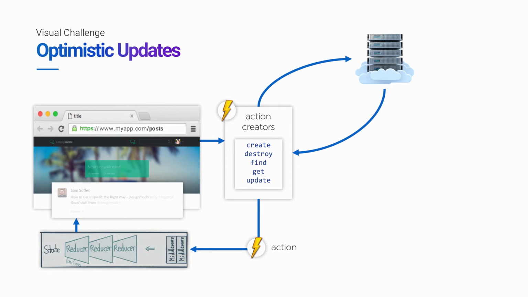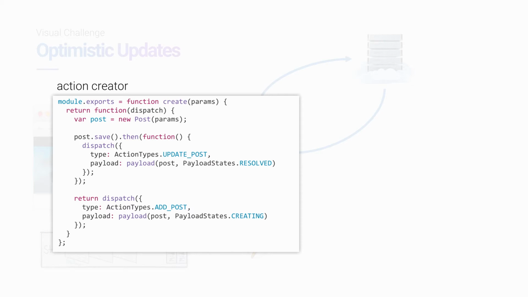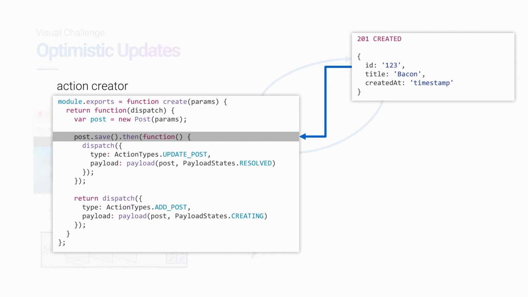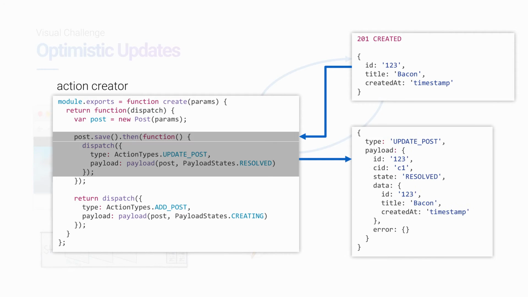So sometime later, our request comes back from the API server. Taking a look at our action creator again, here we have our API server response in the top right, and when it returns, our promise will be fulfilled. And our action creator will create and dispatch a new action. Notice that this time, it does have an ID which was assigned by the server, and we have changed the state to resolved.